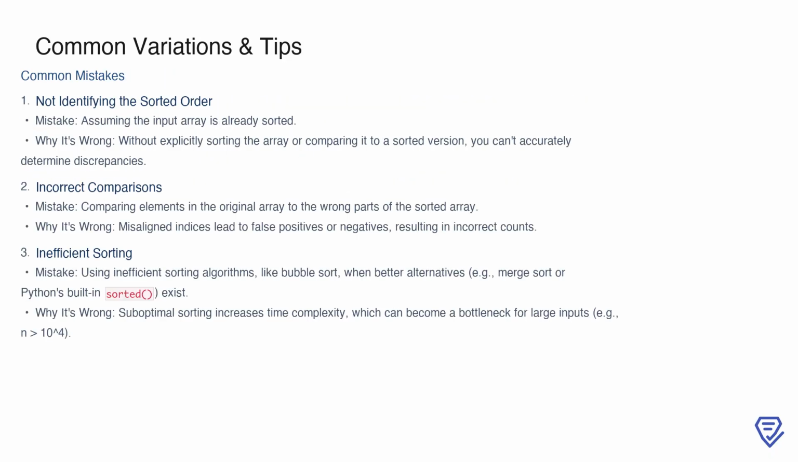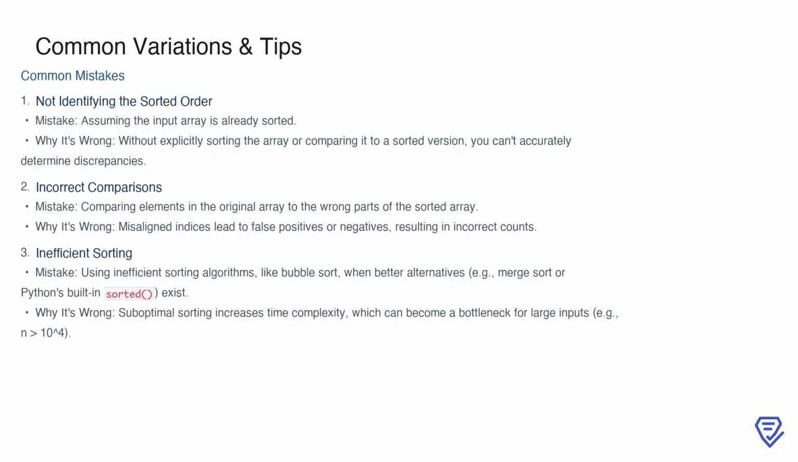When working on the height checker problem, there are a few common mistakes that can lead to incorrect results or inefficiencies. First, not identifying the sorted order of the array is a frequent issue. Some might assume the input is already sorted and skip the step of explicitly sorting it, but without that step, it's impossible to reliably compare positions and find discrepancies.